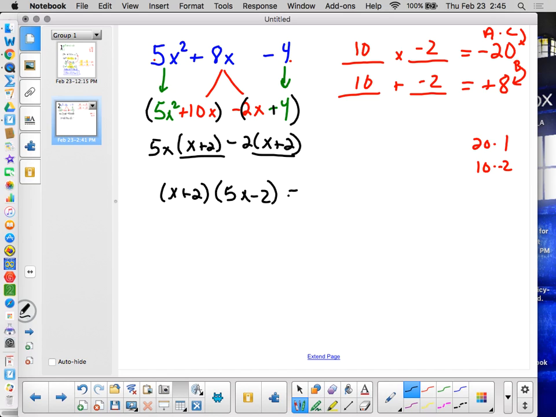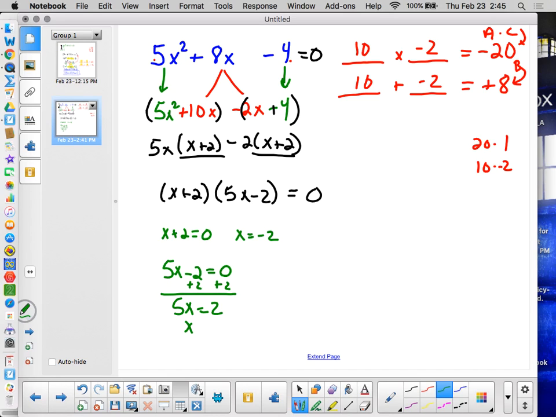Now, let's finish this off and let's set this equal to 0. Now that we've got it factored, how do we use those factors to solve the equation? The way we use the factors to solve the equation is again the same thing we talked about before, the zero product property. That means either x plus 2 equals 0, so that means x equals negative 2, or 5x minus 2 equals 0. That's a little trickier. I have to add 2 to each side. So 5x equals 2, and divide by 5, so x equals 2/5. So I get my two solutions.